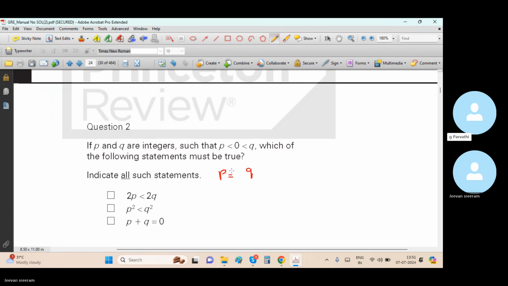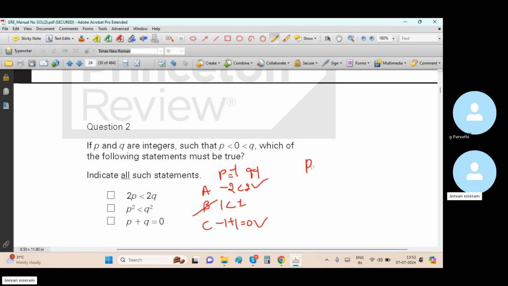I took -1 and 1 first. So that's -2 less than 2. It's okay. If 1 less than 1, wrong. Now, what's the other one? I took -4 and 2. So -8 less than 4, correct, but this is wrong. The option A only is the correct one.